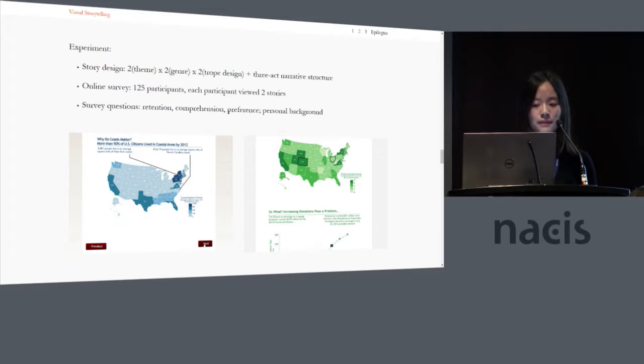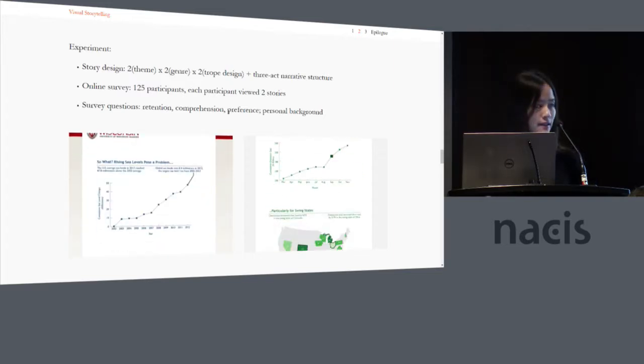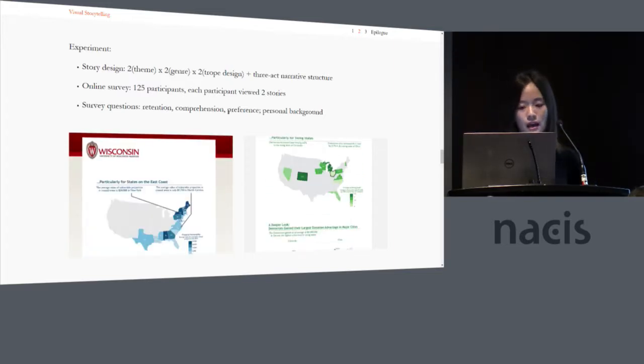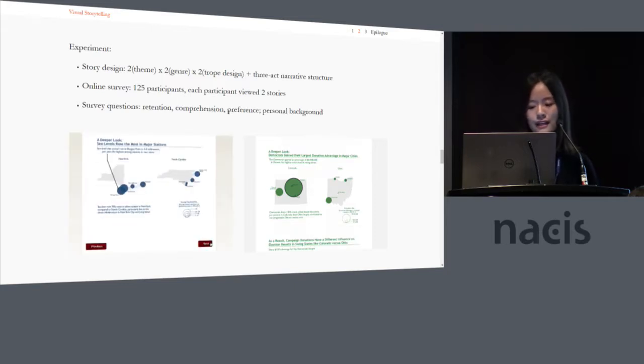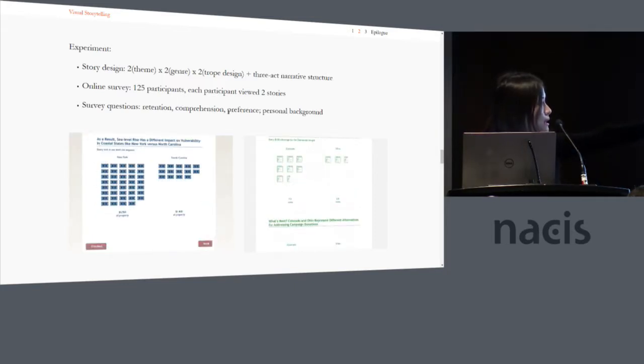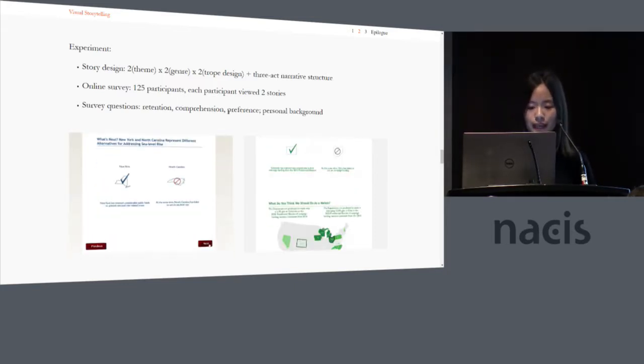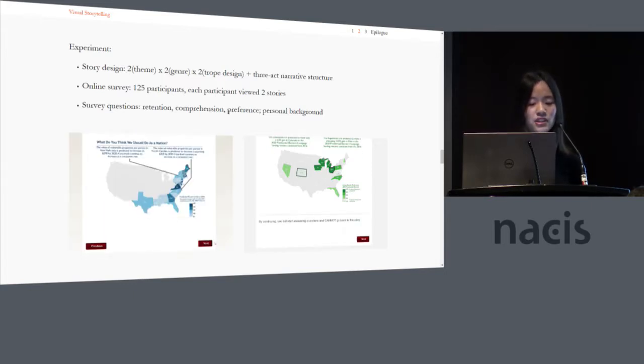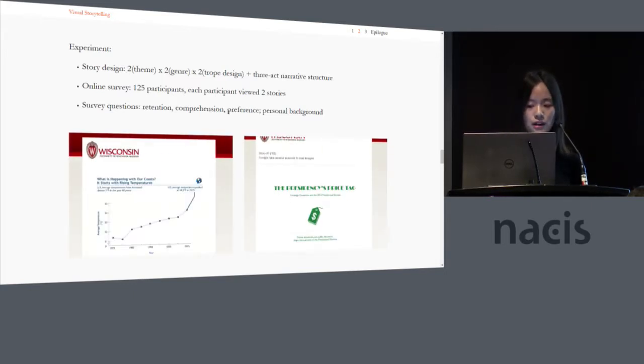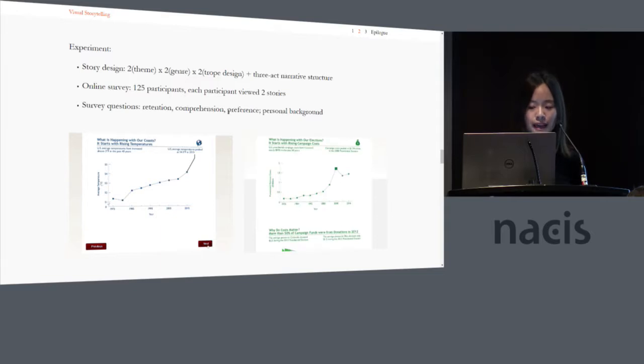And I have two trope designs to compare. One is leader line, the one on the left, and the other is color highlighting. You can see the trope is on the right. And so there are 8 unique design combinations in total, and all of these stories were designed with a 3-act narrative structure.